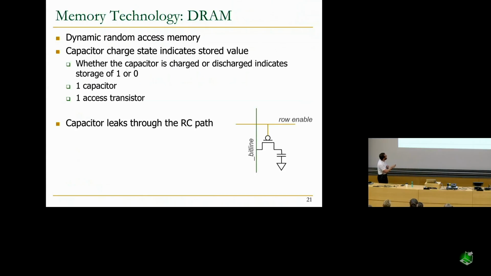One problem is the capacitor leaks through this resistance, conductance path, capacitance path, RC path, and the DRAM cell loses charge over time, slowly, which means that you need to refresh the cell. That's why this is called dynamic memory.